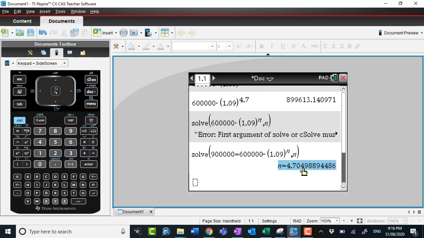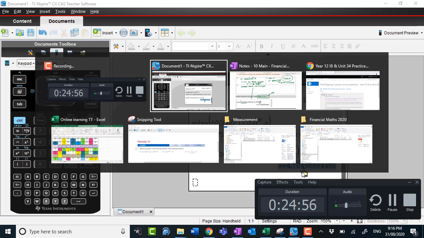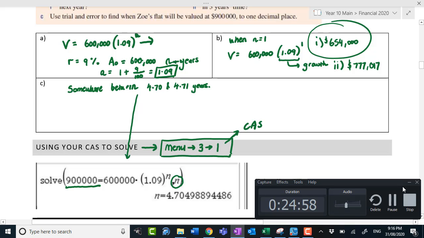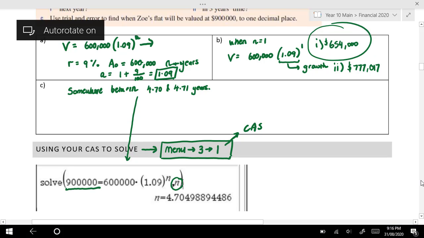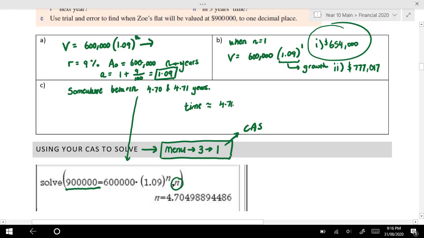So there you go, 4.7, let's do three decimal places, 70. Well, let's round that 4 up to a 5, because that's a 9. 4.705 years. Let's go ahead and write that down. Technically, using our calculator, we can say that to three decimal places, the time was approximately equal to 4.705 years.